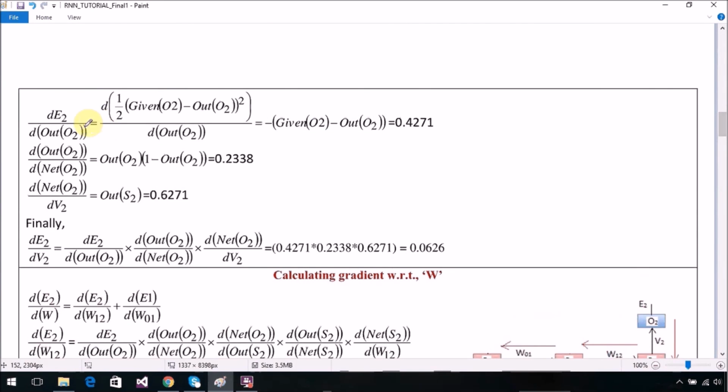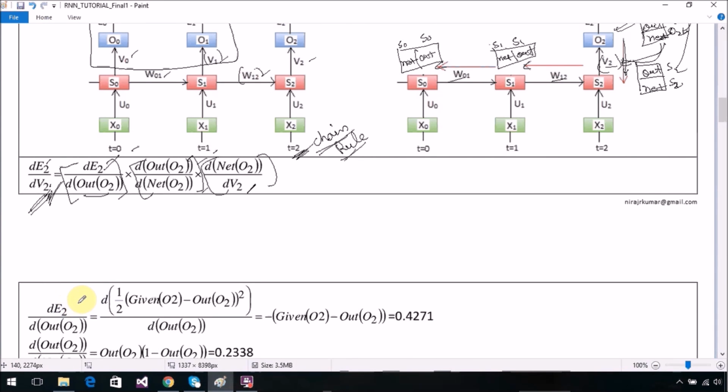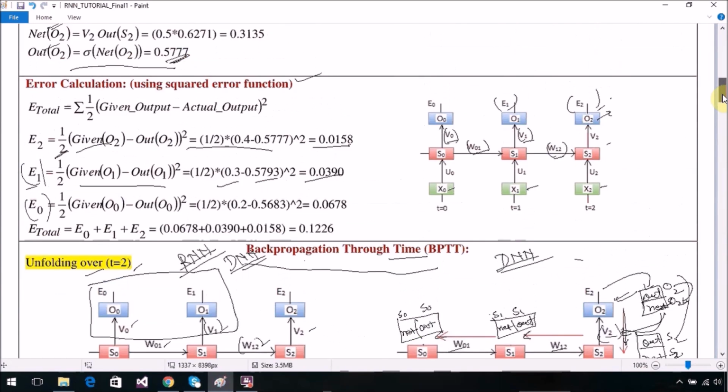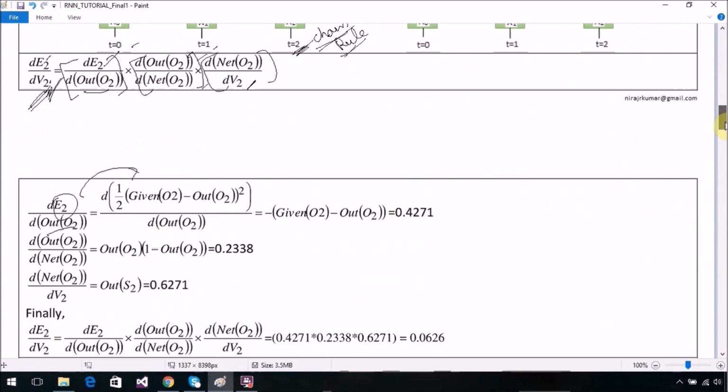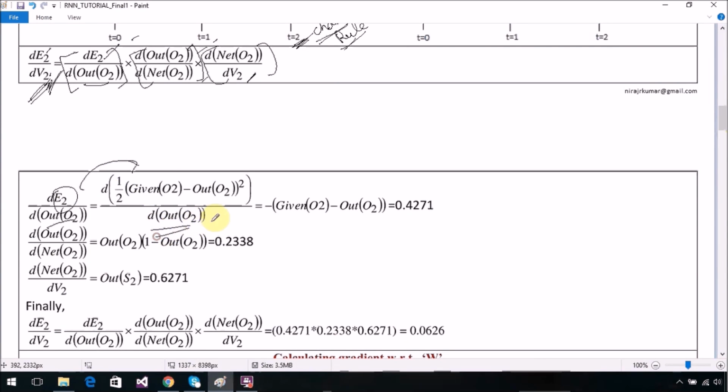So here, calculating the partial derivative of E2 with respect to out O2, we will take the expansion of E2 that we derived in the previous session, that our E2 is half of target O2 minus out O2 whole square. So we'll just copy this and use it here and take the differentiation with respect to out O2, and this will be the result. After calculation, this will be the final output value.